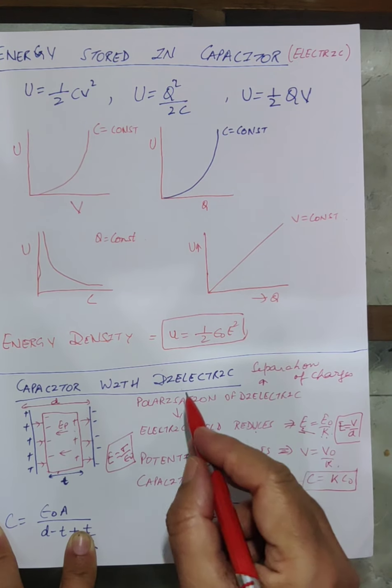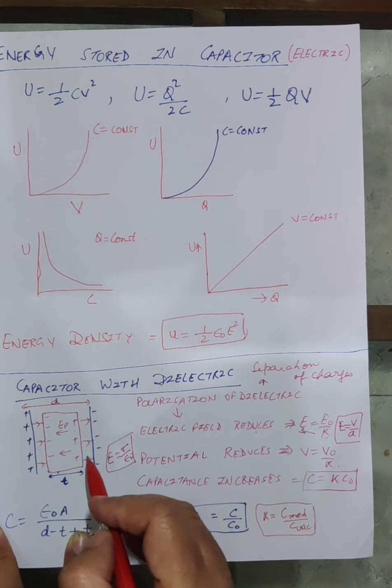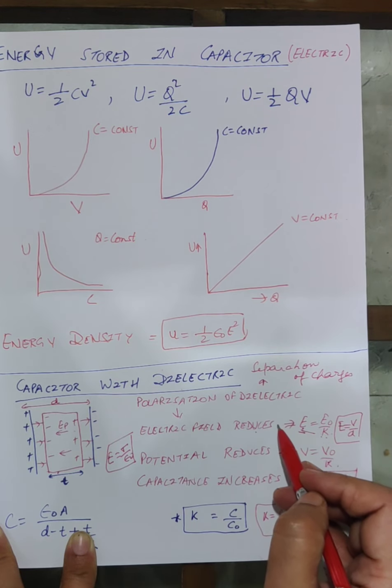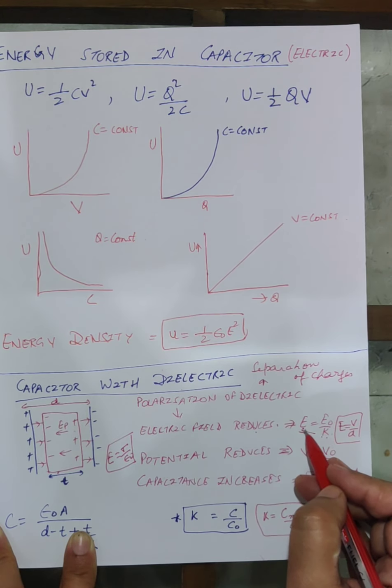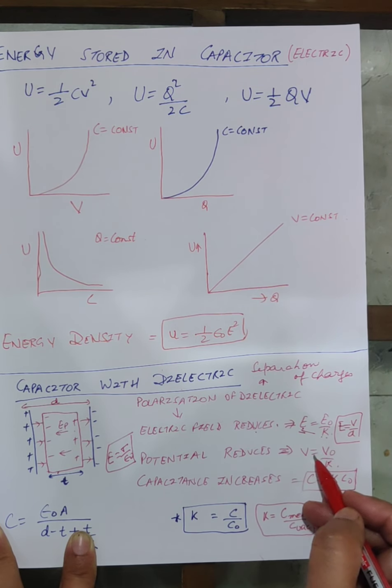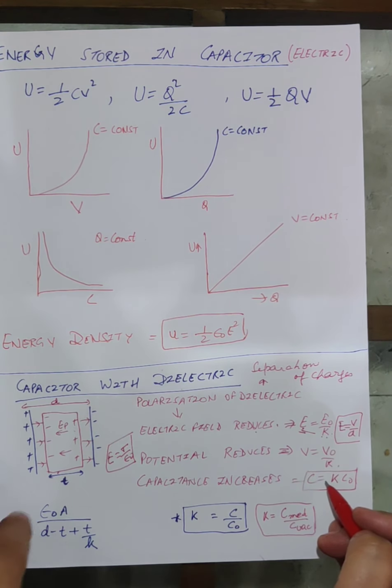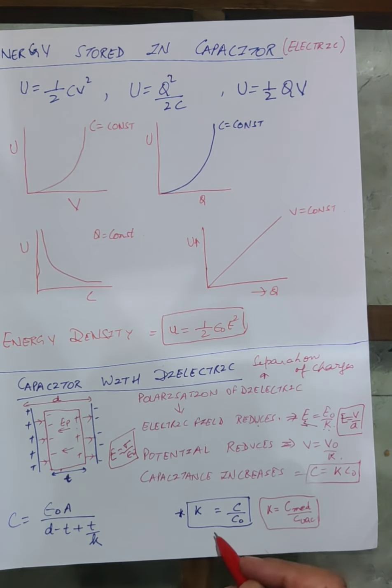See children, this is a very important concept. On introducing the dielectric, the dielectric will get polarized. As a result of polarization, the electric field will reduce. The reduced electric field is E naught by K, and the potential will also reduce, so V is equal to V naught by K, but the capacitance will increase. So C is equal to K times C naught. From here you get the very important formula for dielectric constant, that K is equal to C by C naught, that is, K is equal to C medium by C vacuum.